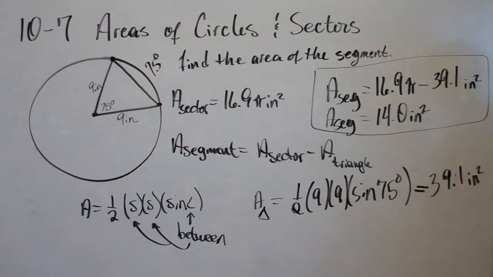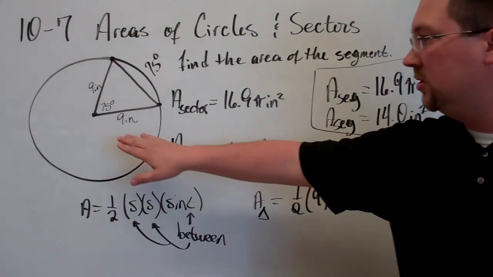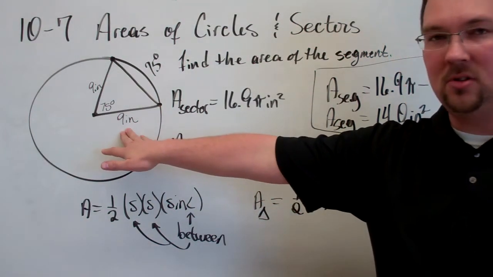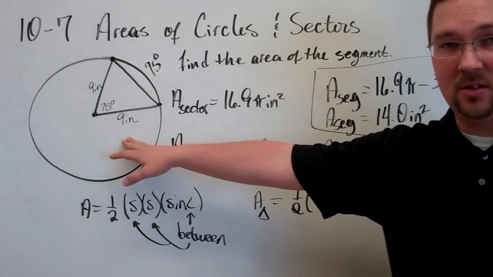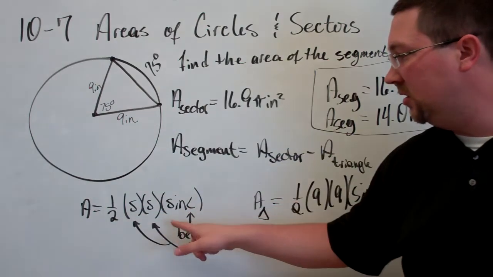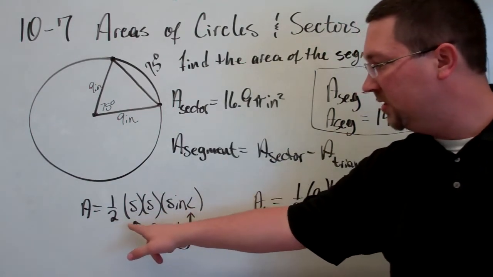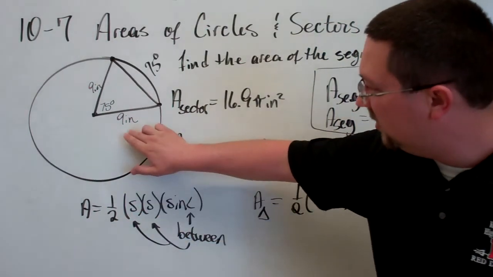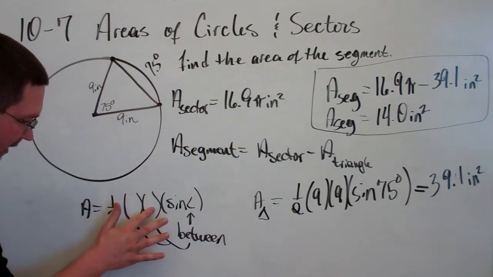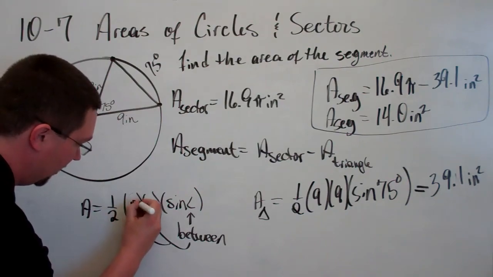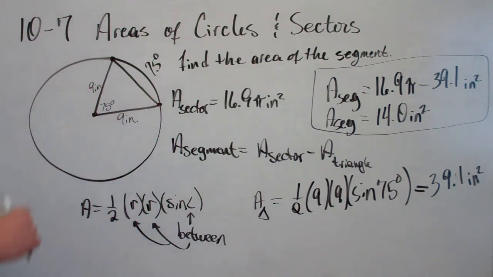And if they don't, you can just find it backwards using the area of the sector. But the majority of the time, you'll get the radius of this circle. So if you get the radius of this circle, the area of the triangle is simply 1/2 times r times r times the sine of the central angle.